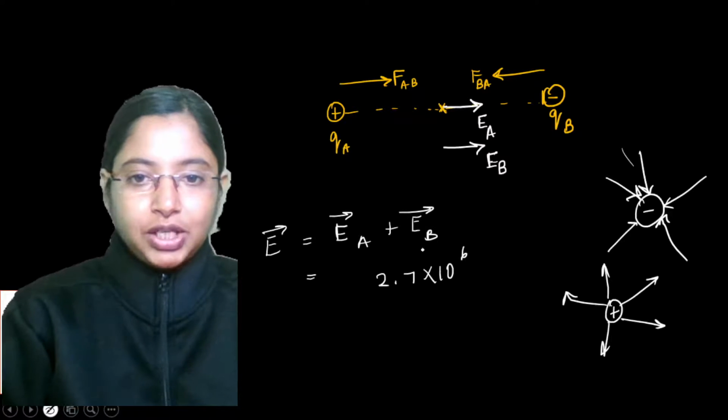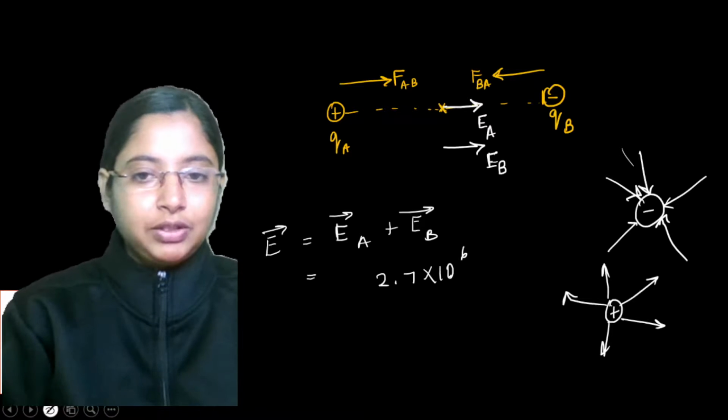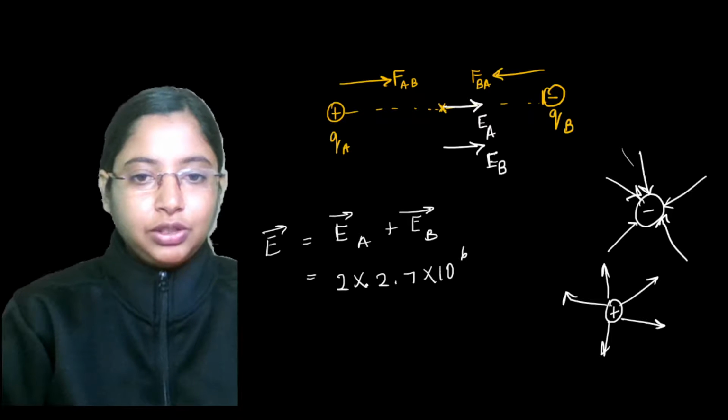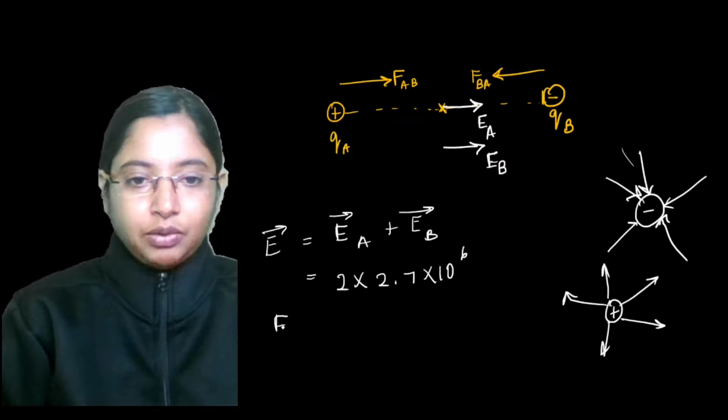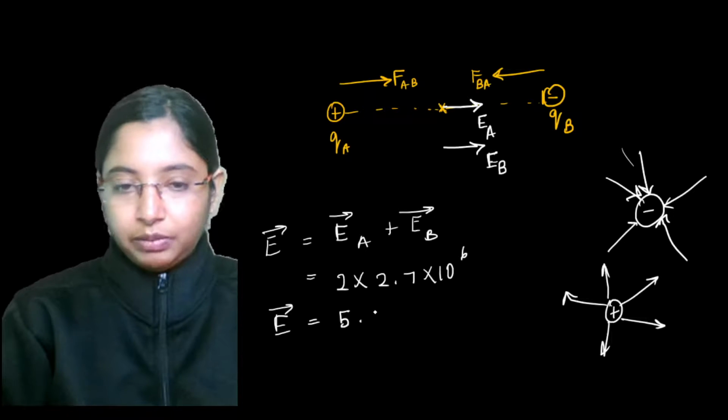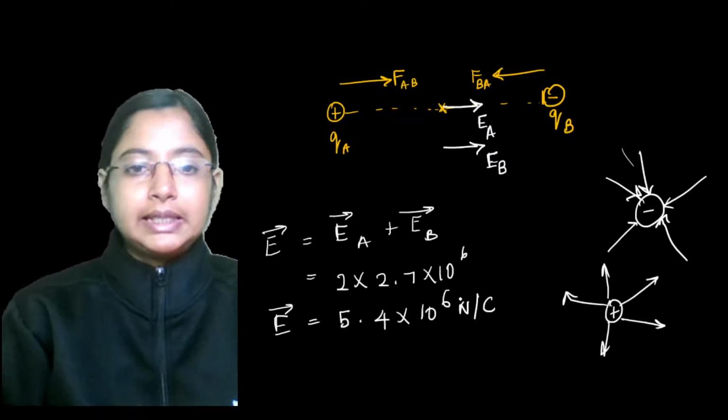As well as the negative charge also had the same value, 2.7 into 10 to the power of 6. So these two have the same value, right? From here, if you're calculating the resultant electric field, it will be 5.4 into 10 to the power of 6 Newton per Coulomb. Okay, this is the electric field.